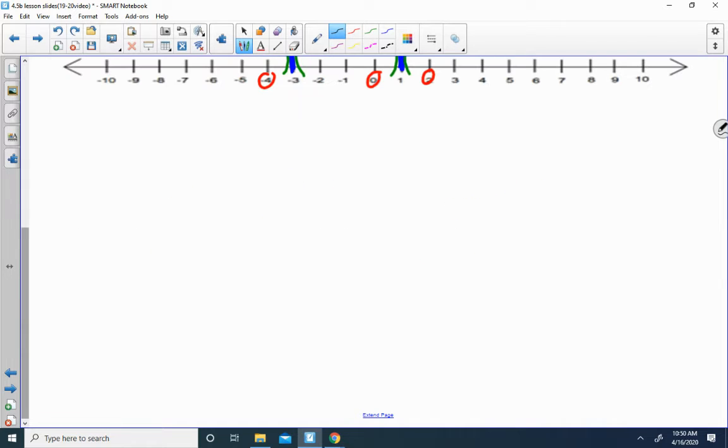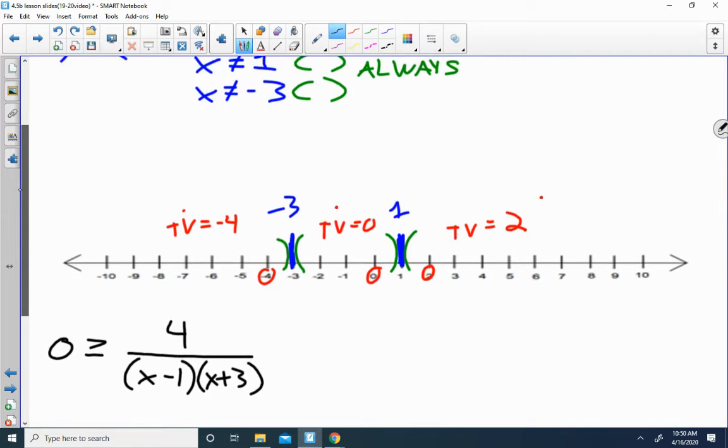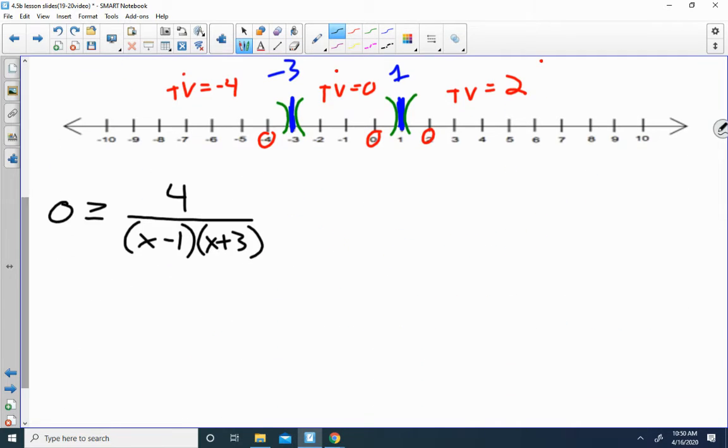All right, now as always, I'm going to be plugging these in. So 0 greater than or equal to 4 on top, and we're going to have x minus 1, x plus 3. And make sure I have that correct function. 0 greater than or equal to 4 over x minus 1, x plus 3. Perfect.